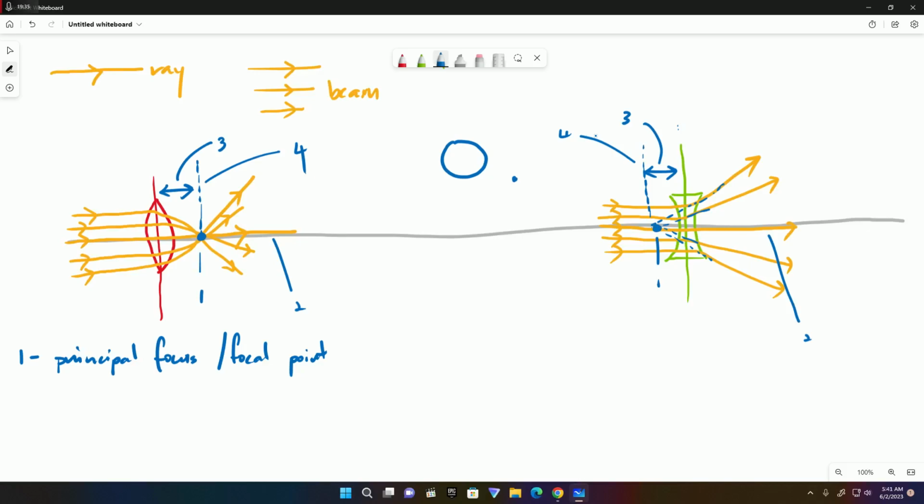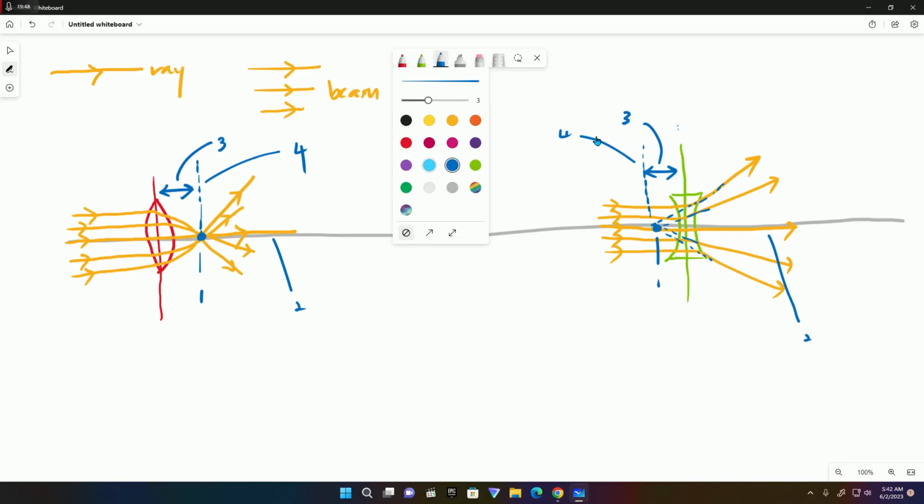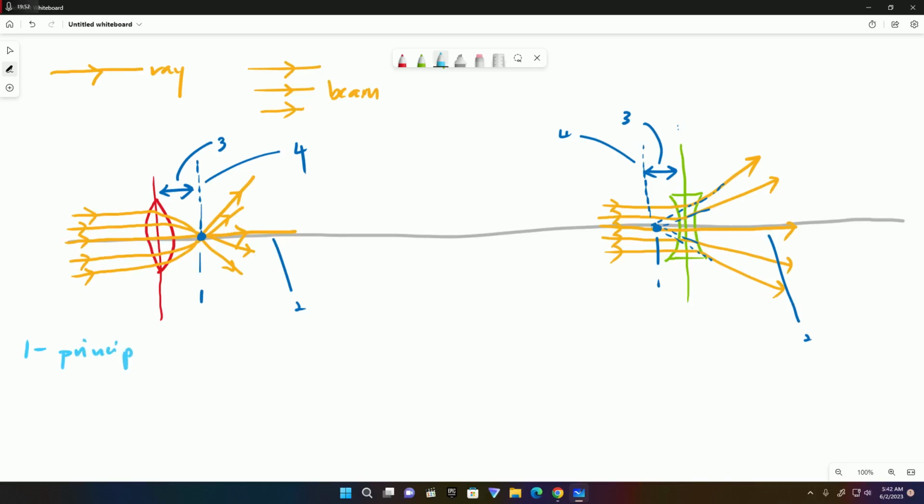So for a converging lens, you can easily detect the focal point. For a diverging lens, no, you can't. Let me use a different color, light blue. So 1 is the principal focus, or focal point.